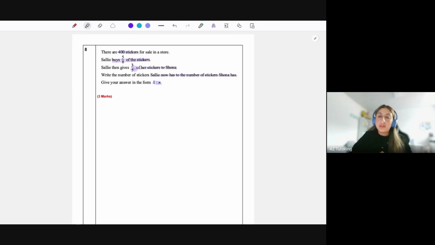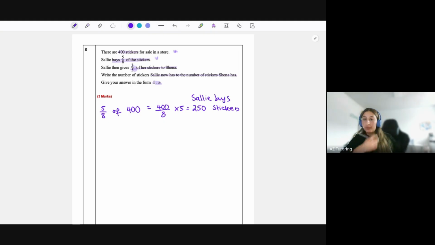Give your answer in the form 1 to n. So it's given us a clue as to what our answer should be in the end. First of all, we need to work out how much Sally actually buys. There are 400 stickers in total, and Sally buys 5/8 of them. So we are going to do 5/8 of 400. That's 400 divided by 8 times 5. You just put that in your calculator. That gives me 250. So out of the 400, she buys 250 stickers.